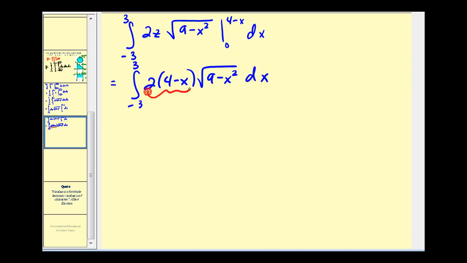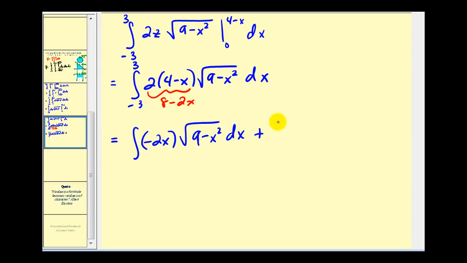Now this is going to be 8 minus 2x. Let's break this up into two different integrals. So we'd have negative 2x times the square root of 9 minus x squared, plus, then we'd have 8 times the square root of 9 minus x squared.